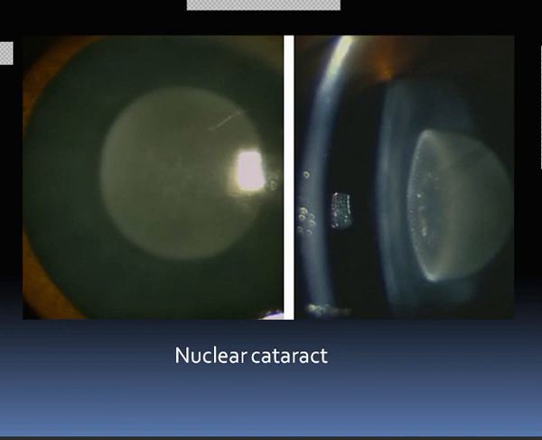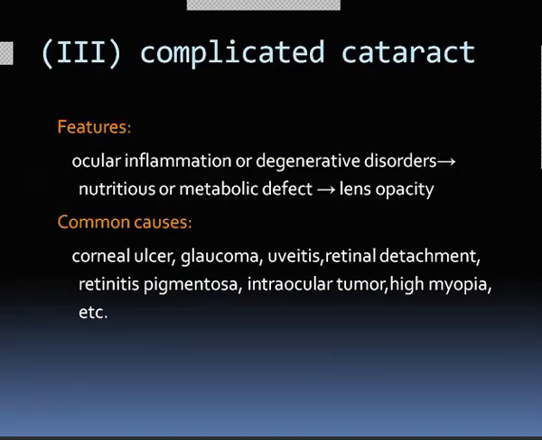Then what is complicated cataract? Any inflammation or degenerative disorders, or nutritional or metabolic defects, lead to lens opacity formation. What are the common causes? It may be due to corneal ulcer, and every disorder you know will lead to complicated cataract formation, like corneal ulcer, glaucoma, uveitis, retinal detachment, retinitis pigmentosa, intraocular tumors, and even refractive error, high myopia, also leads to cataract.